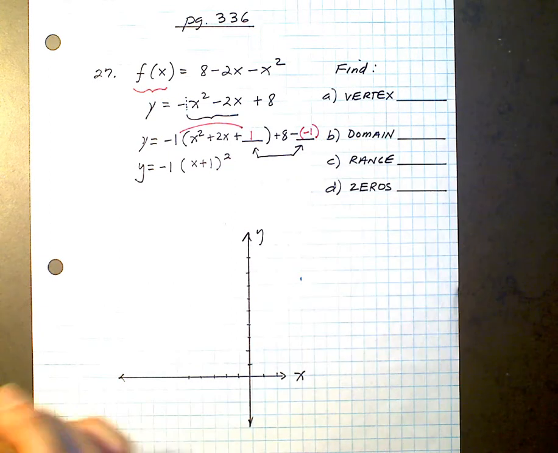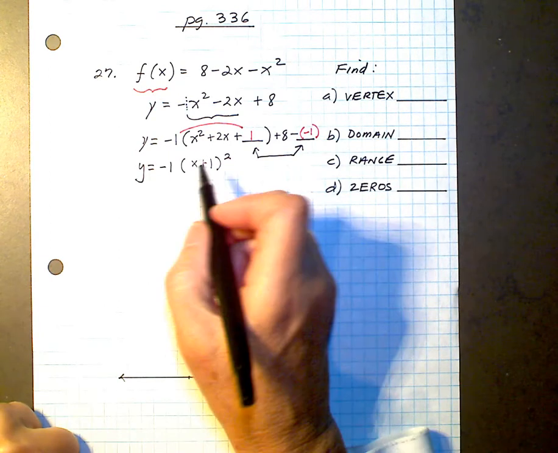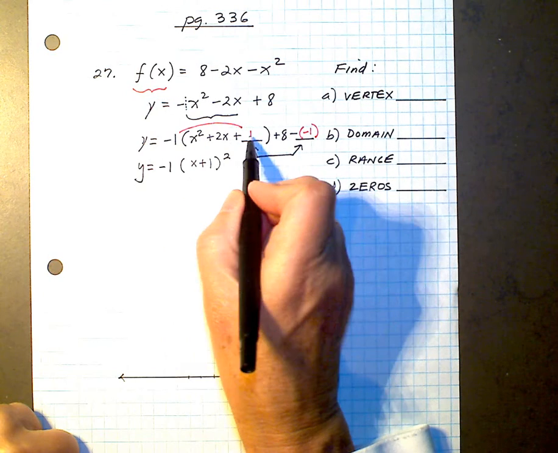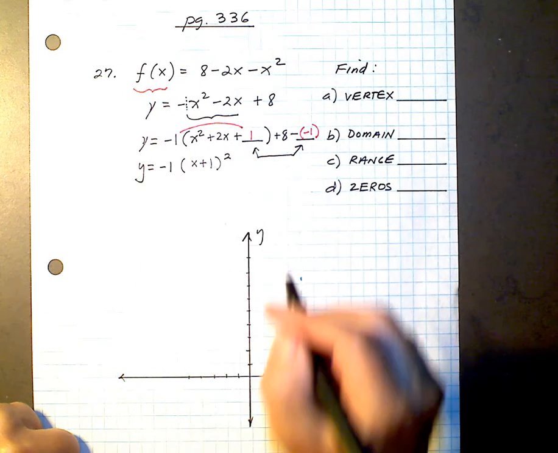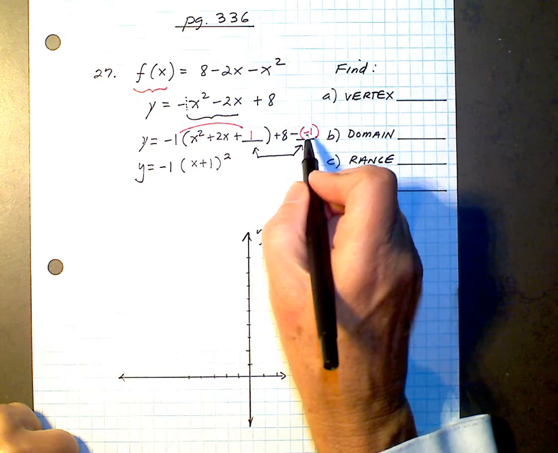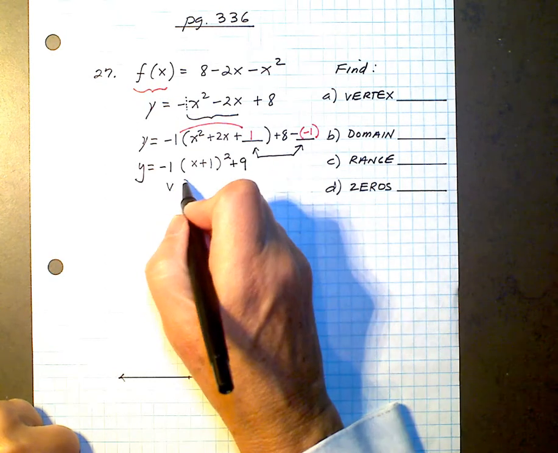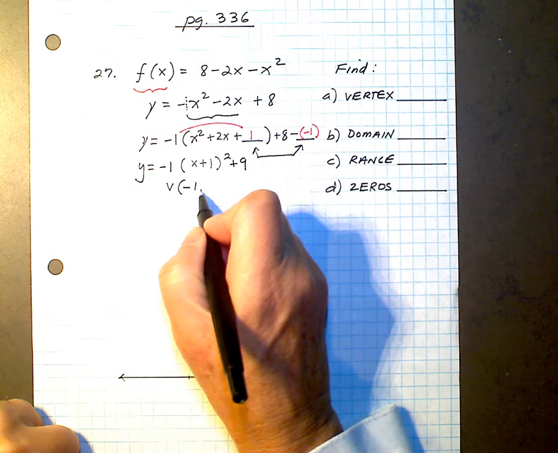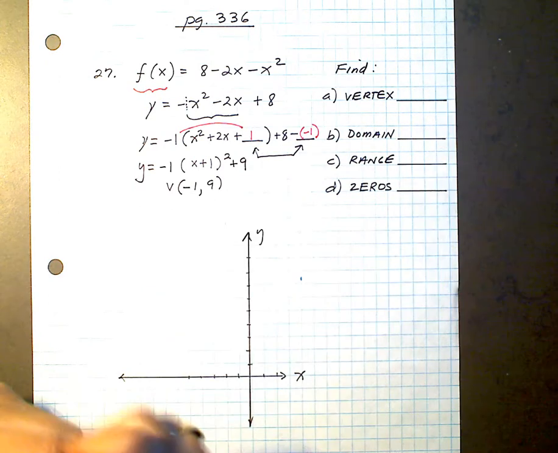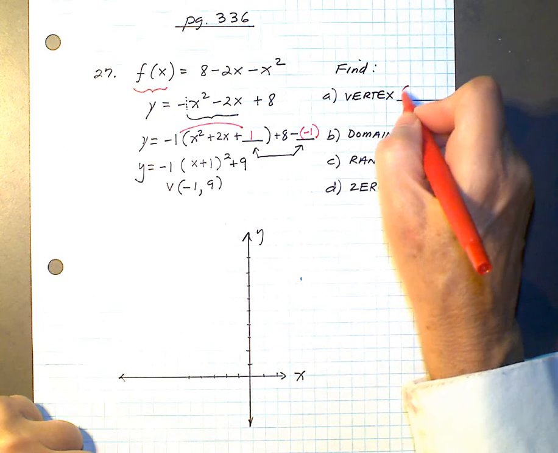So I've got x plus 1 quantity squared is equivalent to this. I still have my a of negative 1 out in front, and I have a plus 8 plus 1, so a plus 9. So that's going to get me my vertex being at negative 1, positive 9. So vertex is at negative 1, positive 9.